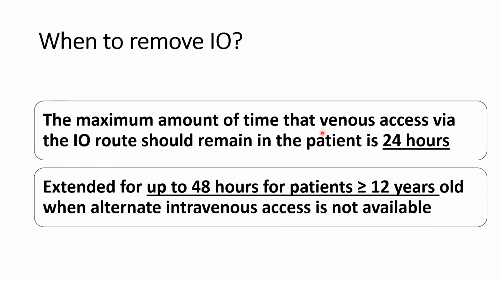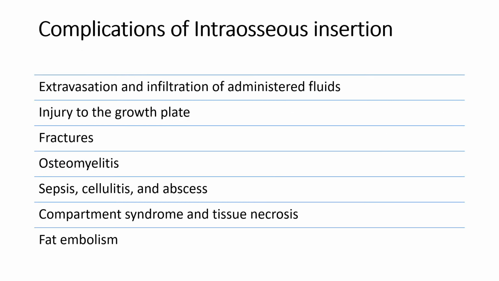When to remove the IO? The maximum amount of time that venous access via the IO route should remain in the patient is 24 hours. In some situations, we can extend up to 48 hours in more than 12 years age group patients if IV access is not available. Otherwise, we have to remove the IO within 24 hours.